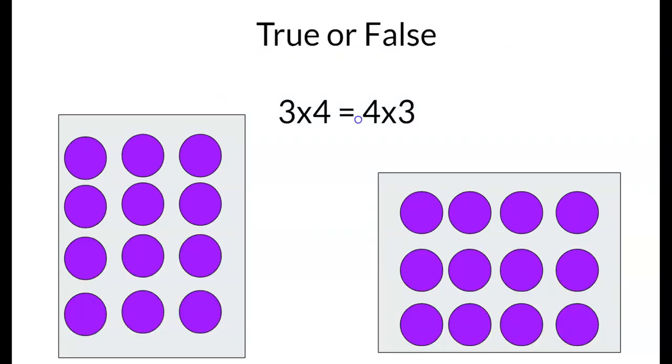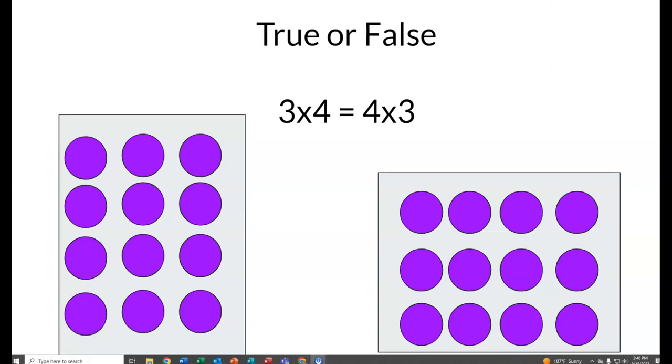So, true or false? 3 times 4 is equal to 4 times 3. This is true. So, we can flip our factors, or the numbers that we are multiplying by, in this case 3 and 4, we can switch their orders and we'll get the same product or the same answer in a multiplication sentence. That's pretty cool.